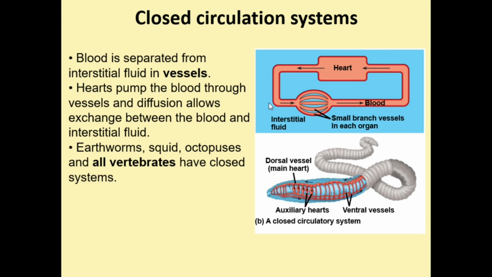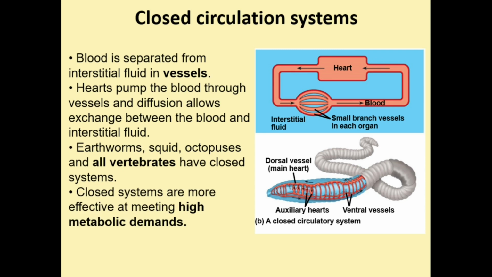So what type of animals do we find with a closed system of circulation? Well, we're looking at earthworms, some mollusks, so squid and octopus, or octopuses will have closed systems of circulation, and all vertebrates. Okay, so there's quite a wide range of animals there. You don't often think of vertebrates and earthworms and squid having similar systems, but in this case, all of these animals, including ourselves, have closed systems of circulation.